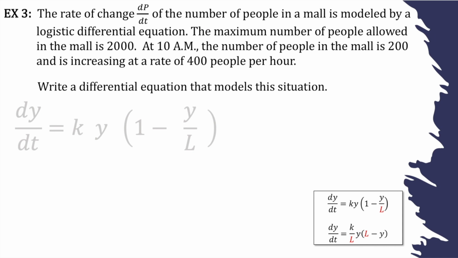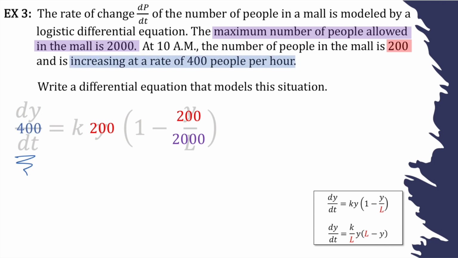We have a rate of change, dP/dt, of the number of people in a mall modeled by a logistic differential equation. The maximum number of people allowed in the mall is 2,000. That's the limit, so let's put 2,000 in for L. At 10 a.m., the number of people in the mall is 200, so they're giving us a y value at the 10 a.m. time hack. So we'll put 200 in for y, and it is increasing at a rate of 400 people per hour. Okay, so there's our rate.